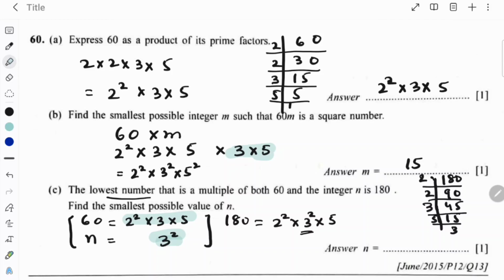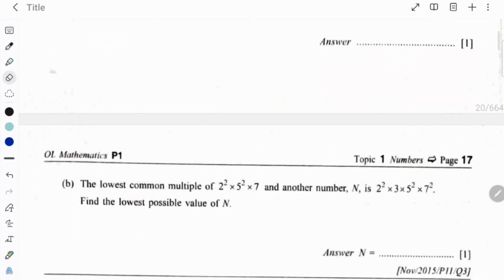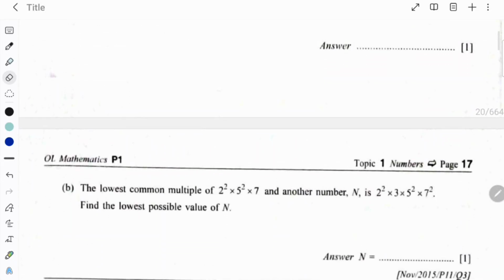Otherwise, in n you can have 2 square also, but they're asking for the smallest possible number. So whatever is just needed, we'll write down for the value of n. So it means 3 square I write down. So that is equal to 9, the value of n. I hope you understood.